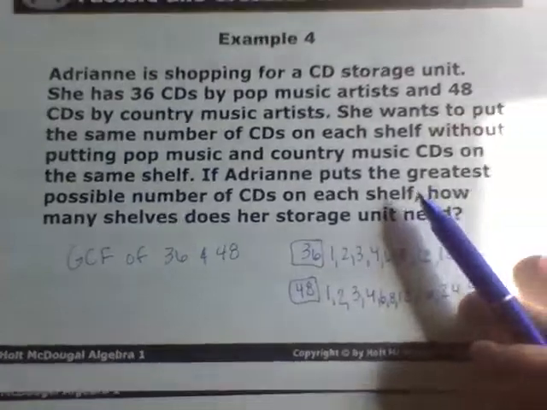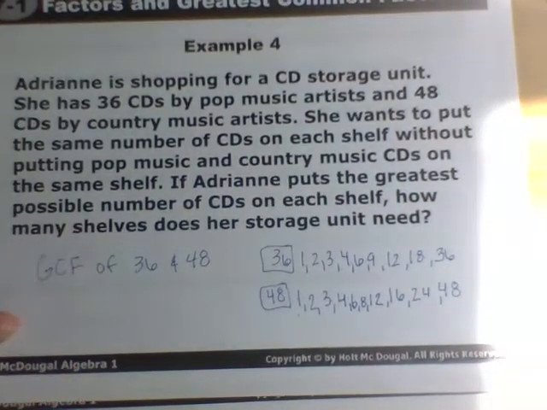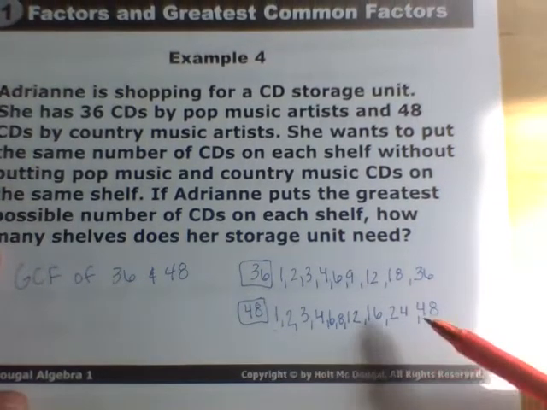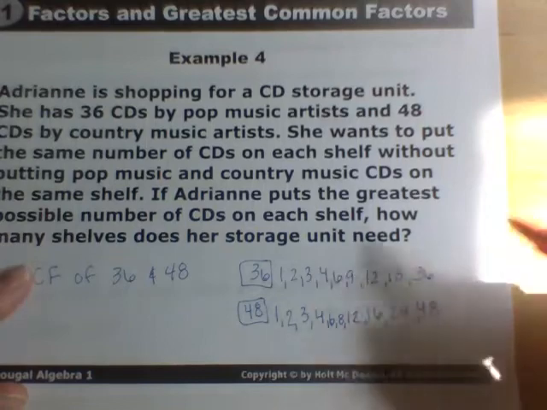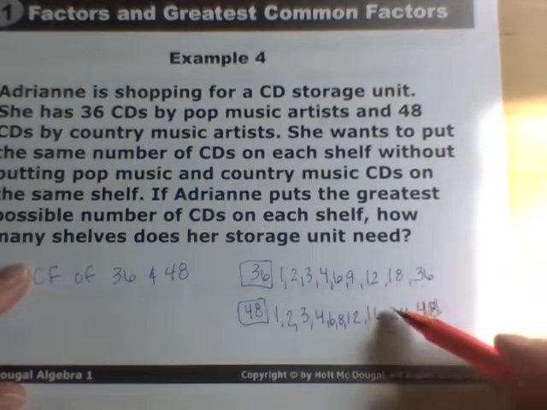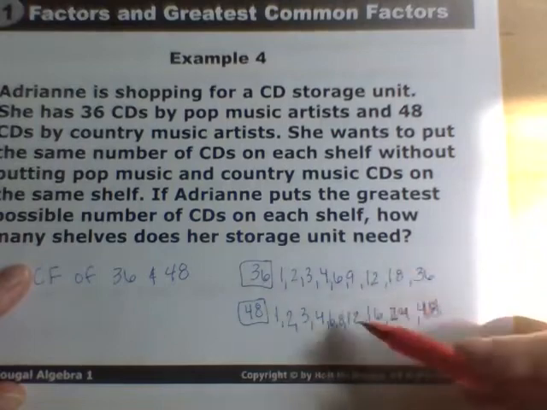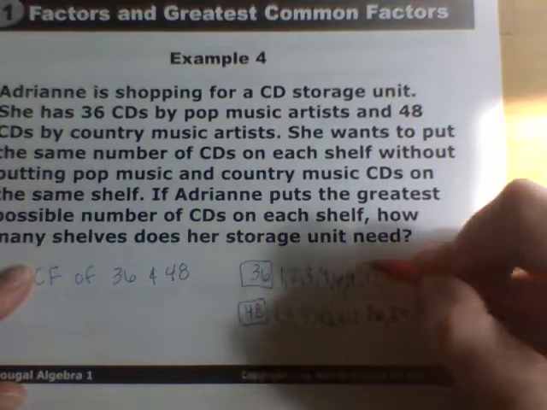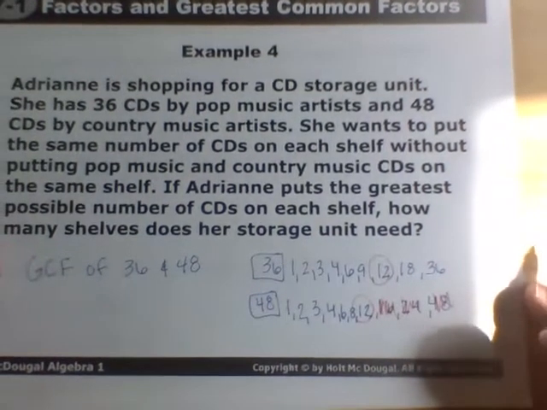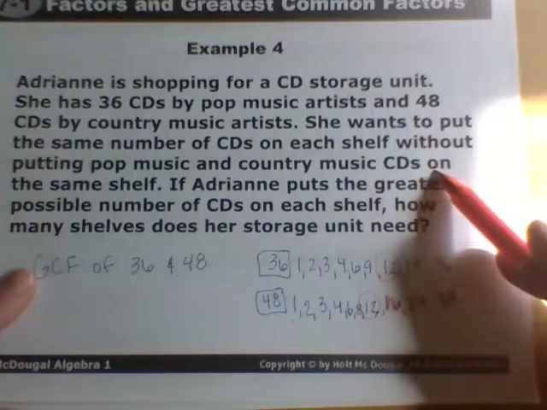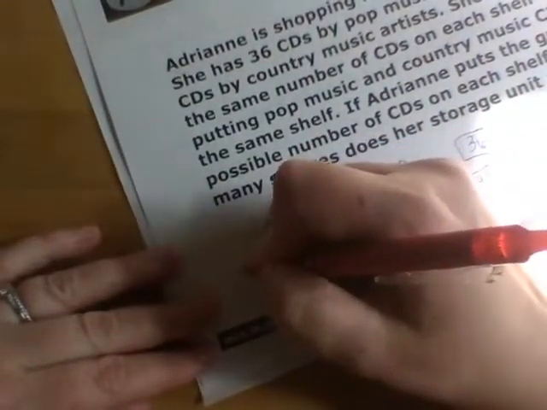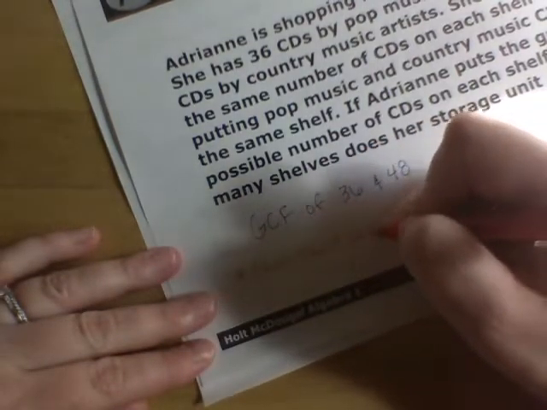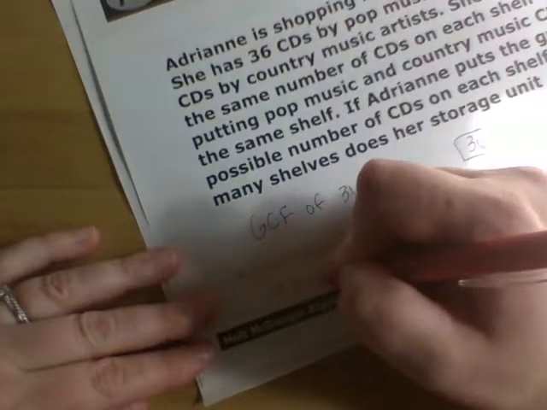So remember that we are trying to find the GCF. So that means that we're trying to find the largest number. So going through, for instance, the numbers in 48, 48 is not in the list for 36, so 48 is not the GCF. 24 is not an option in there. 16 is not in there. But then once we get to 12, it is in both of them. So 12 is the largest number in both of those, which in this word problem means that each shelf needs to hold 12 CDs.